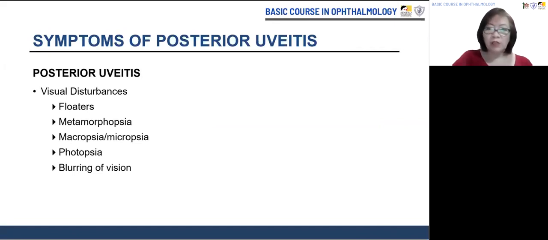Posterior uveitis patients generally complain of a variety of visual disturbances. Posterior uveitis may also be associated with floaters and the presence of image distortions such as metamorphopsia, macropsia, or micropsia. Patients also frequently complain of photopsia, a visual anomaly where flickering of lights are seen by patients. Visual field cuts or scotomas may also occur depending on the areas involved in the inflammation.